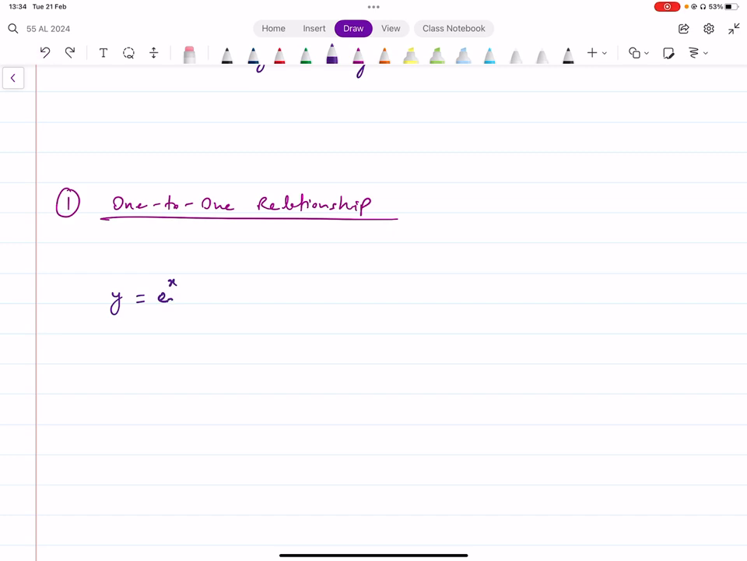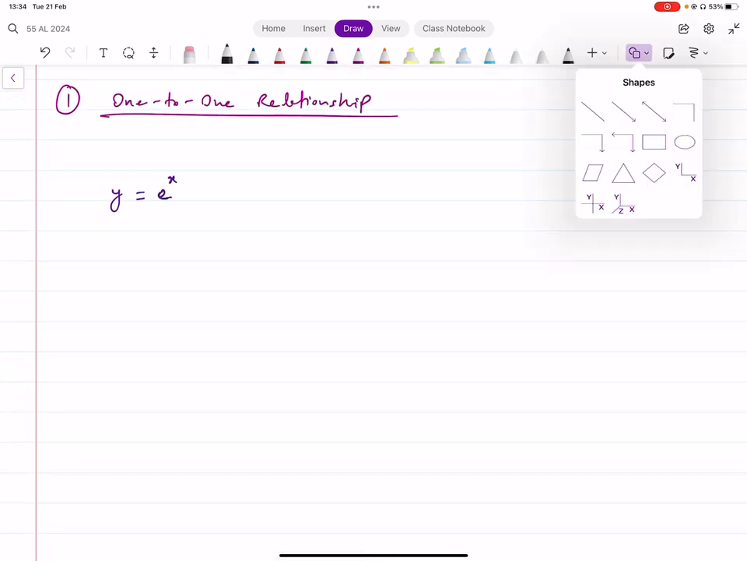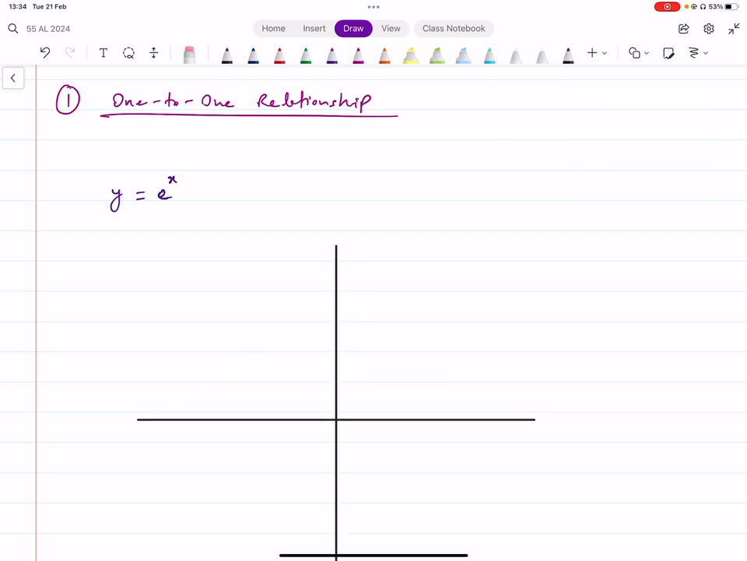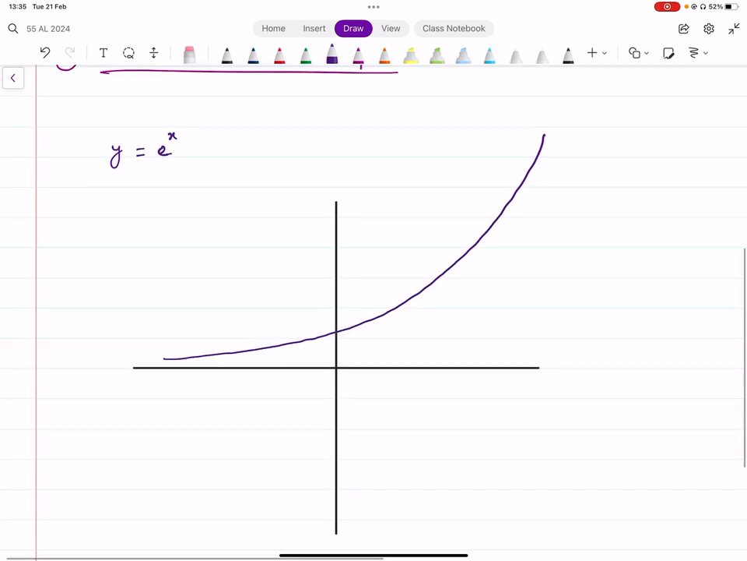This is the function that I have. Y equals e raised to power x. How does the graph of this function look like? It goes like this on the left side, and then it increases like this. And this is what the graph of e power x looks like. Now this graph cuts the y-axis at 1 because when you input x equal to 0, the value of y is 1. And then it keeps increasing like this. This is what the graph looks like.